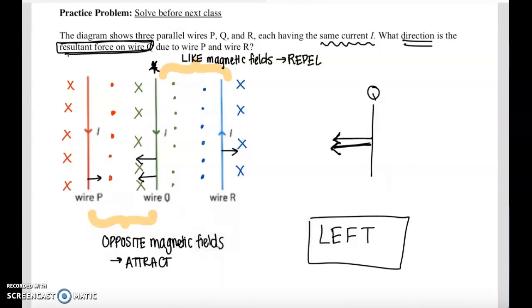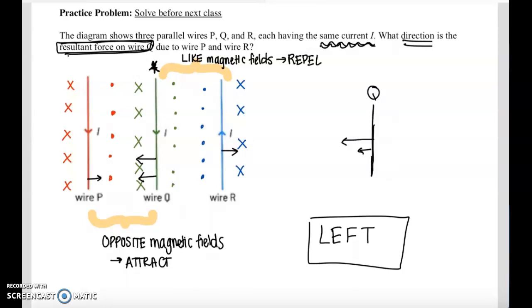One question that you might have is, how would this problem change if you didn't have all of the same currents in the problem, if all the currents weren't just I? Well, in this particular problem, what that would mean is that our two arrows, one would simply be longer than the other, but the resultant force would still be leftwards.